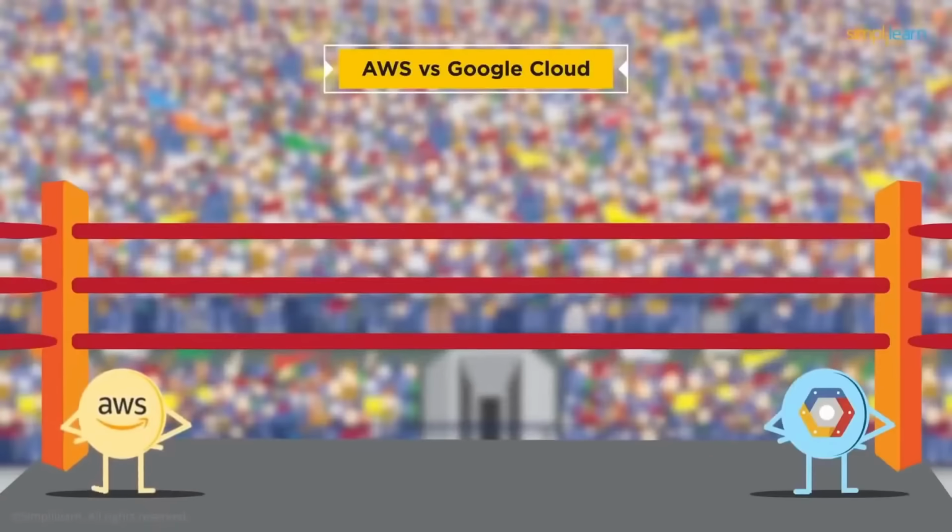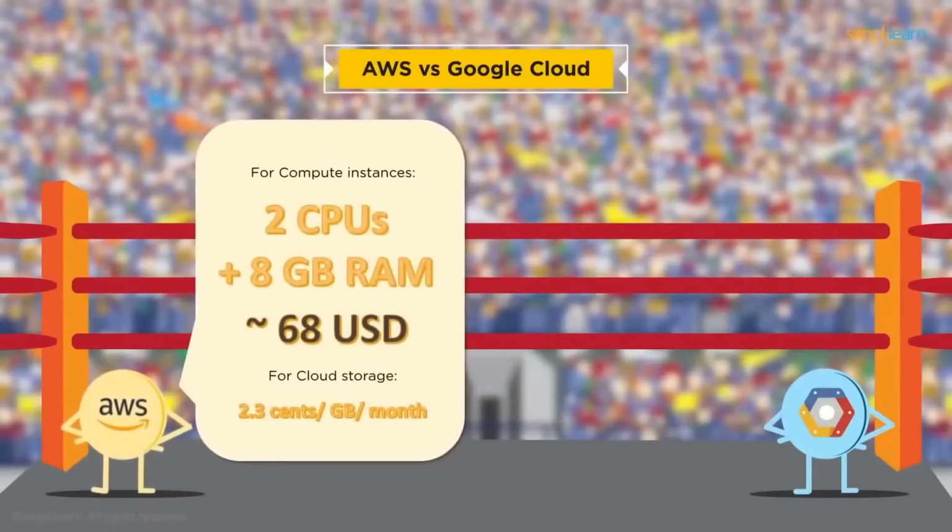For starters, let's compare pricing. For AWS, a compute instance of 2 CPUs and 8 GB RAM costs approximately $68. Now, a compute instance is a virtual machine in which you can specify what operating system, RAM, or storage you want to have. For cloud storage, it costs 2.3 cents per GB per month with AWS. You really want to do that? Because GCP wins this hands down.